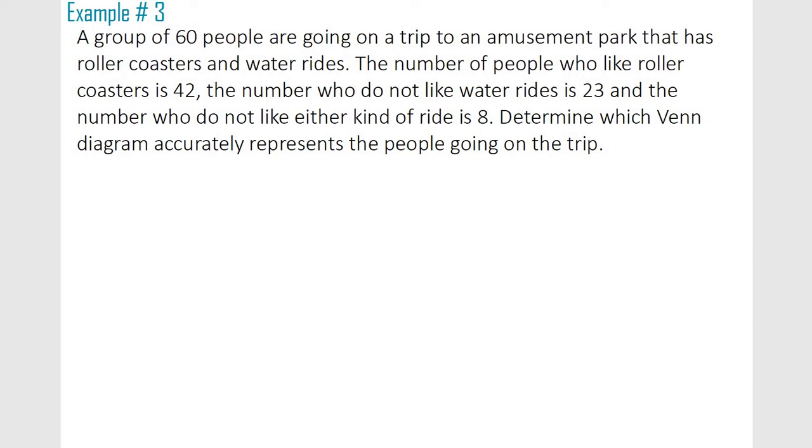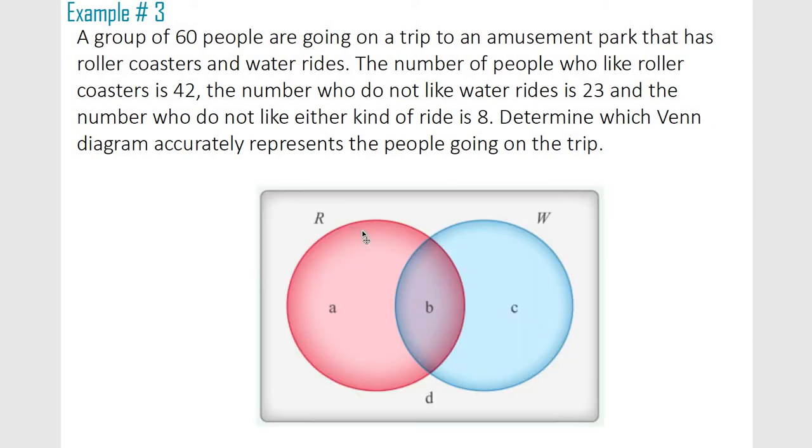Now for example 3. A group of 60 people are going to an amusement park, and now we've recorded who likes roller coasters, who does not like water rides, and who doesn't like either kind. They want us to determine which Venn diagram. We're not going to do that. We're going to create our own. So we know that there are 60 people going on a trip. So there are 60 total people.